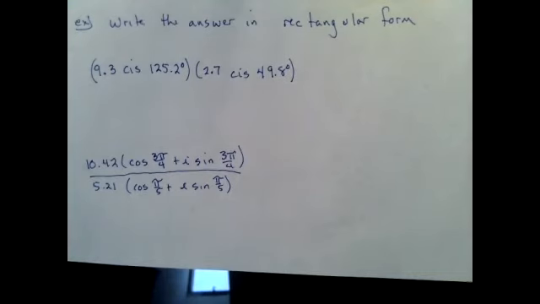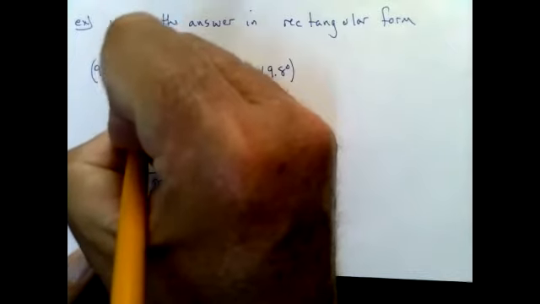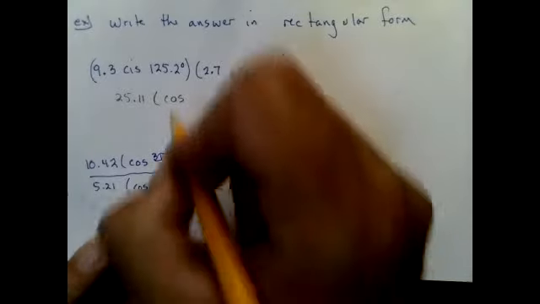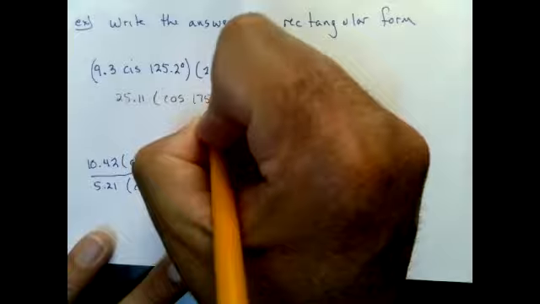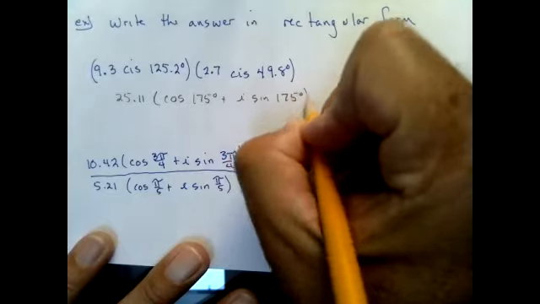Two problems with the calculator. First one, I'm going to take 9.3 times 2.7. I multiplied those two together. I get 25.11. Now it's going to be the cosine of 125.2 degrees plus 49.8 degrees, which ends up being, how about that, 175 degrees plus I sine of 175 degrees.